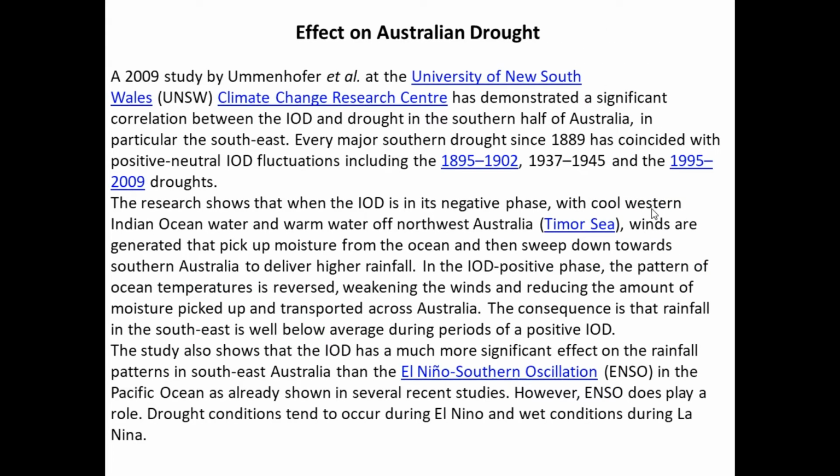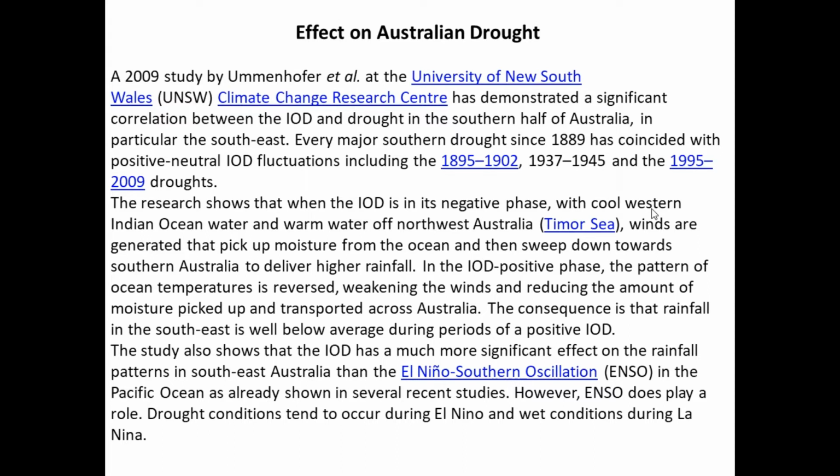The effect on the Australian drought. A 2009 study by Umenhofer et al. at the University of New South Wales Climate Change Research Center has demonstrated a significant correlation between the IOD and drought in the southern half of Australia, particularly the southeast. Every major southern drought since 1889 has coincided with positive neutral IOD fluctuation, including 1895 to 1902, 1937 to 45, basically covering World War II, and 95 to 2009 droughts.